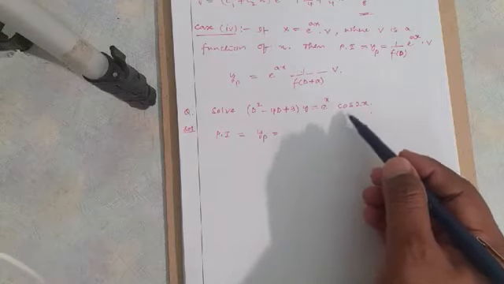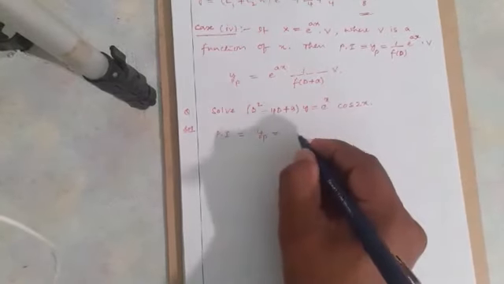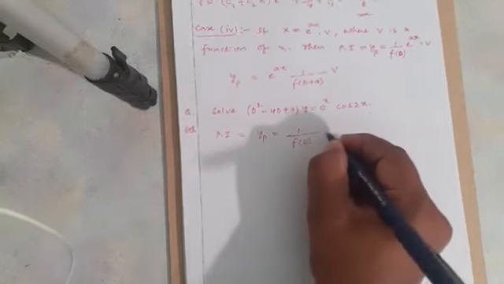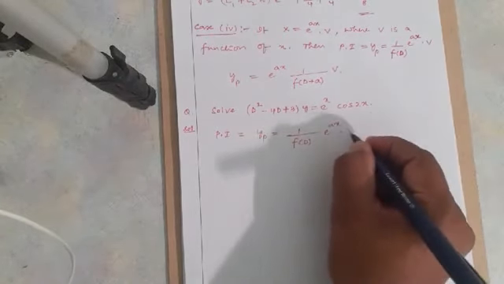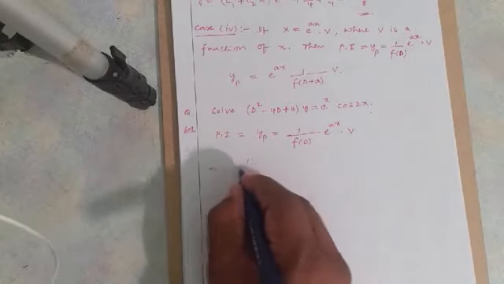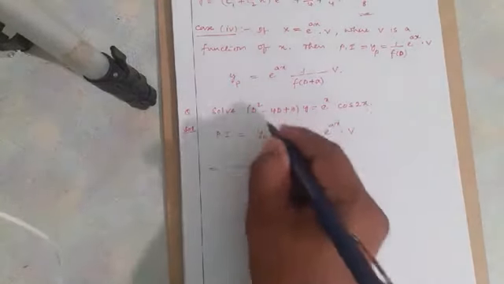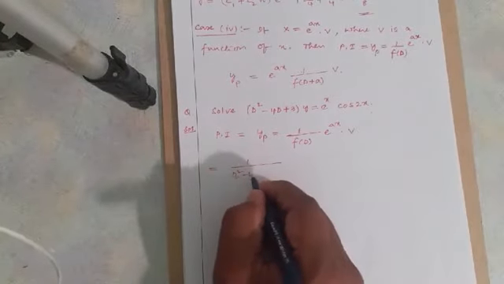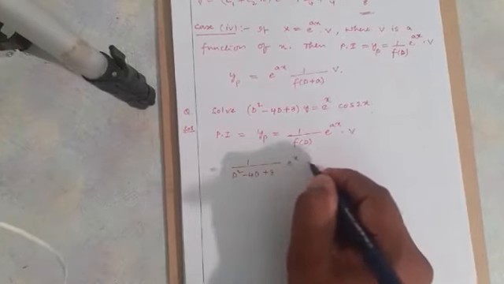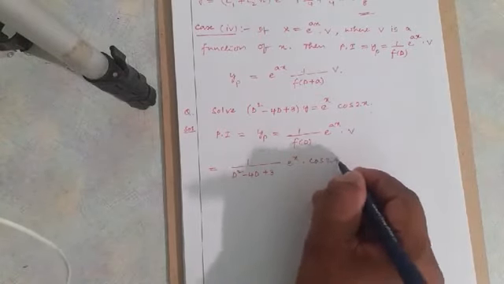Now if it is case 4, the particular integral will be written in the form 1 upon f of D into e power ax into v. So in the next step we will write what is given in the problem. 1 upon f of D is nothing but D square minus 4D plus 3, into e power x into cos 2x. In this way we write.